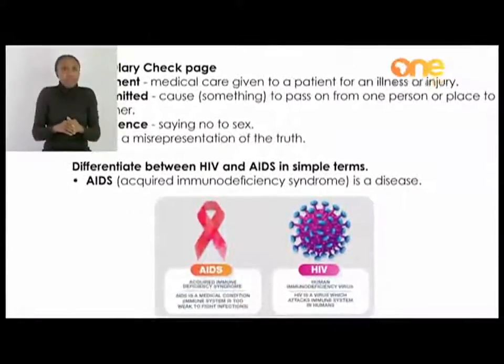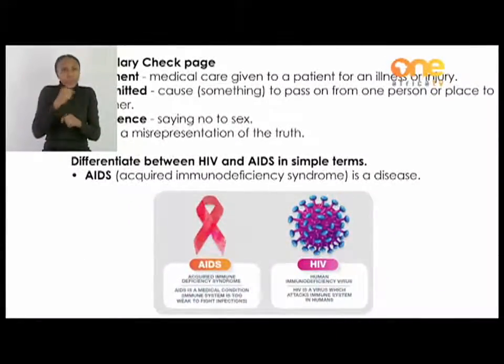There are a few words that we should quickly look at before we continue with the lesson. Treatment means medical care given to a patient for an illness or injury. Transmitted means to pass on from one person or place to another. Abstinence means saying no to sex. Myths are misinterpretations of the truth.